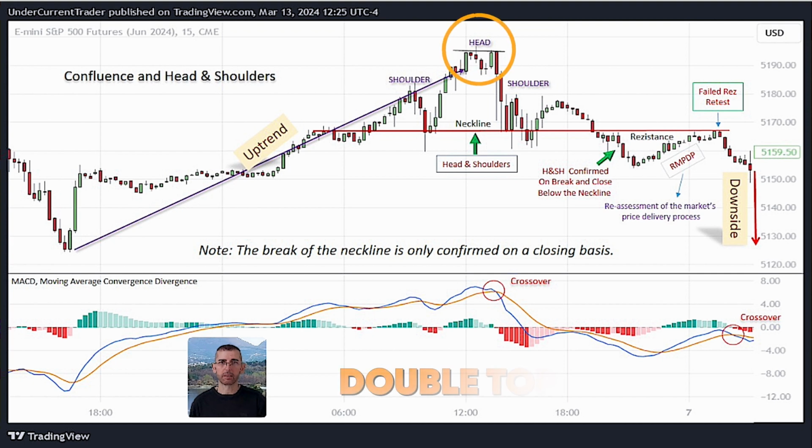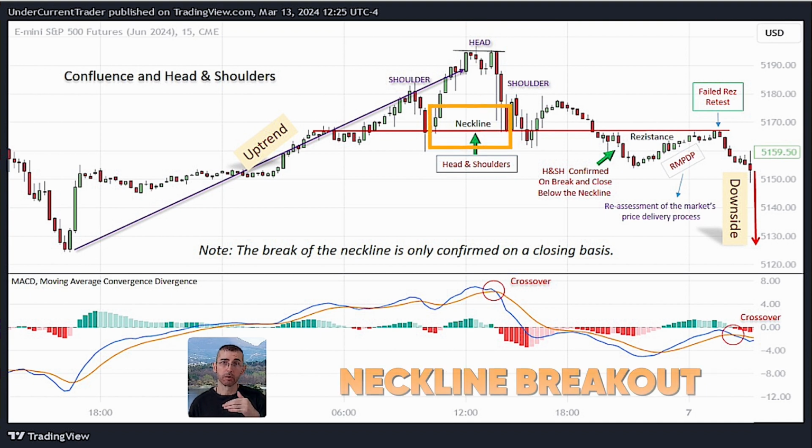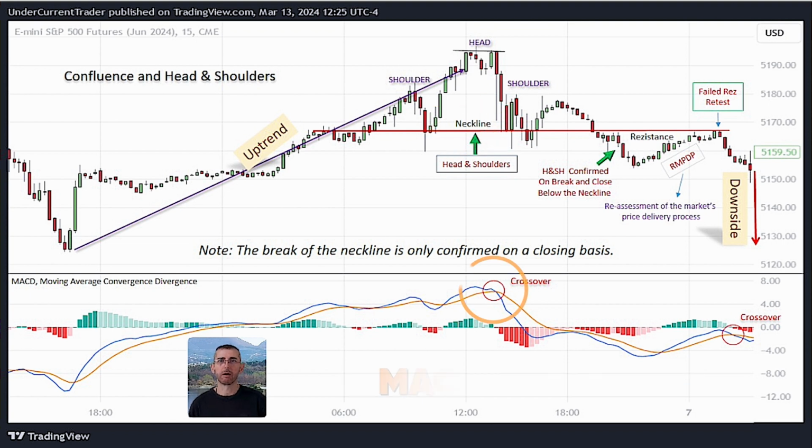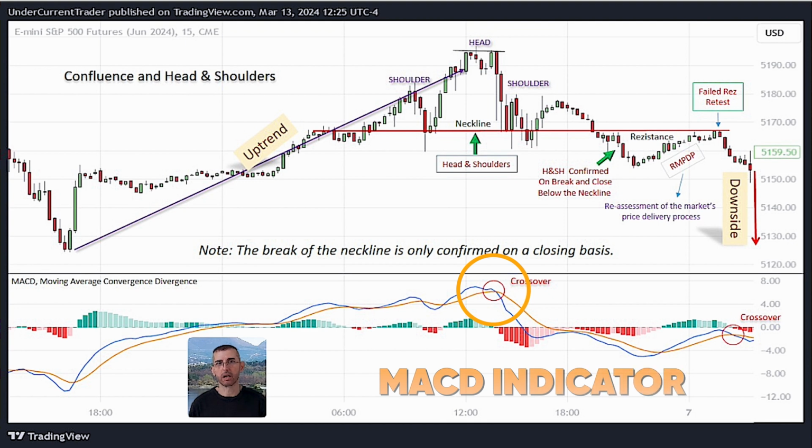Firstly, the double top pattern clearly indicates buyers' inability to maintain upward momentum. Secondly, the neckline breakout and crucially a close below it confirms the seller's tendency to shift the market's direction to the downside. Thirdly, the MACD indicator signals a downtrend. Obviously, as an indicator, the MACD is not a magic crystal ball, but it can certainly help you make sense of all the ups and downs in your chart. Not all the time, but most of the time.